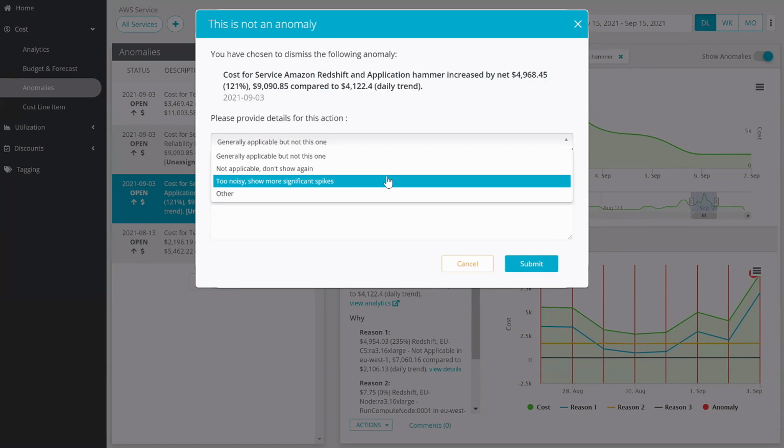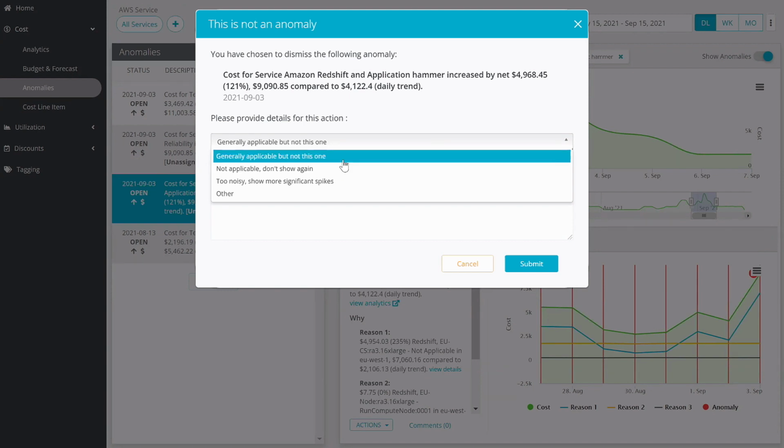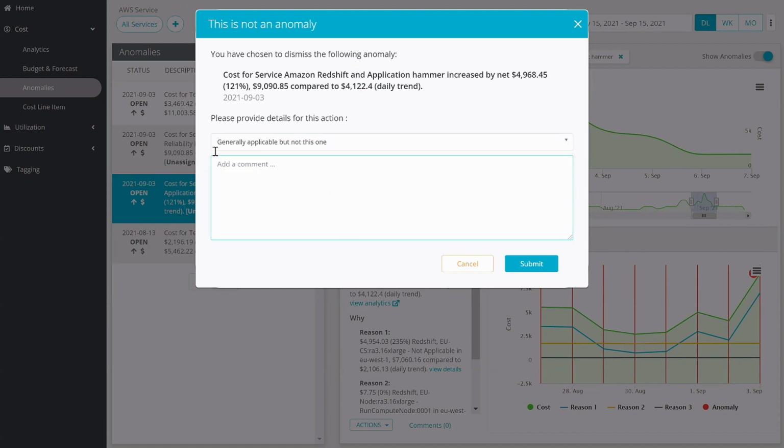Either this is too noisy, so let's increase the variance of what we're looking for. Or this one's not applicable, I don't need to be alerted to any Redshift anomalies, so please stop telling me about them. Or we knew that we were going ahead and spinning up a new node, but if this happens again, please send me an alert. So those are some of the different ways that you can respond to this, as well as an added comment.